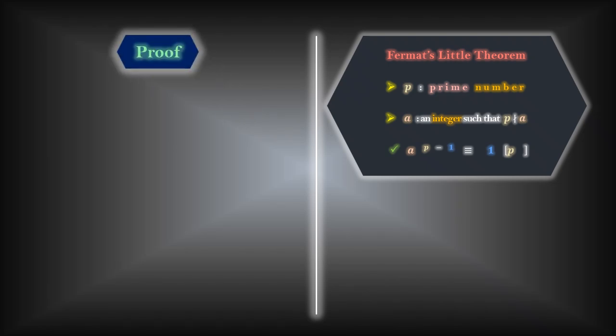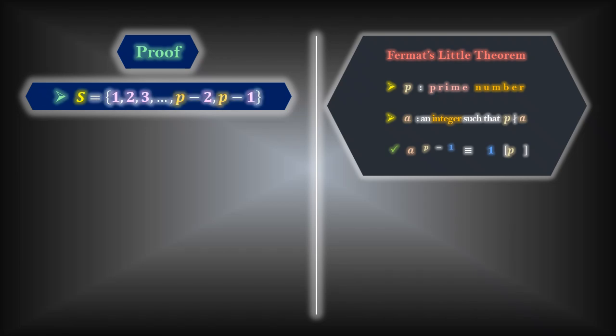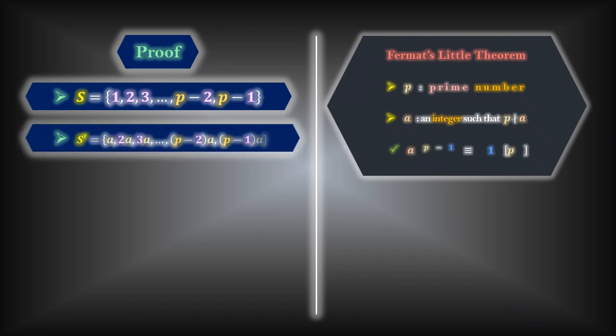We shall use the method of multiple sets. First, we define a set denoted by S containing all possible non-zero remainders of Euclidean division by p. Thus, S equals 1, 2, 3, and so on up to p minus 1. Next, we define a second set denoted by S prime containing the elements a, 2 times a, 3 times a, and so on up to p minus 1 times a. We shall now prove that all elements of the set S prime have distinct congruence classes modulo p.